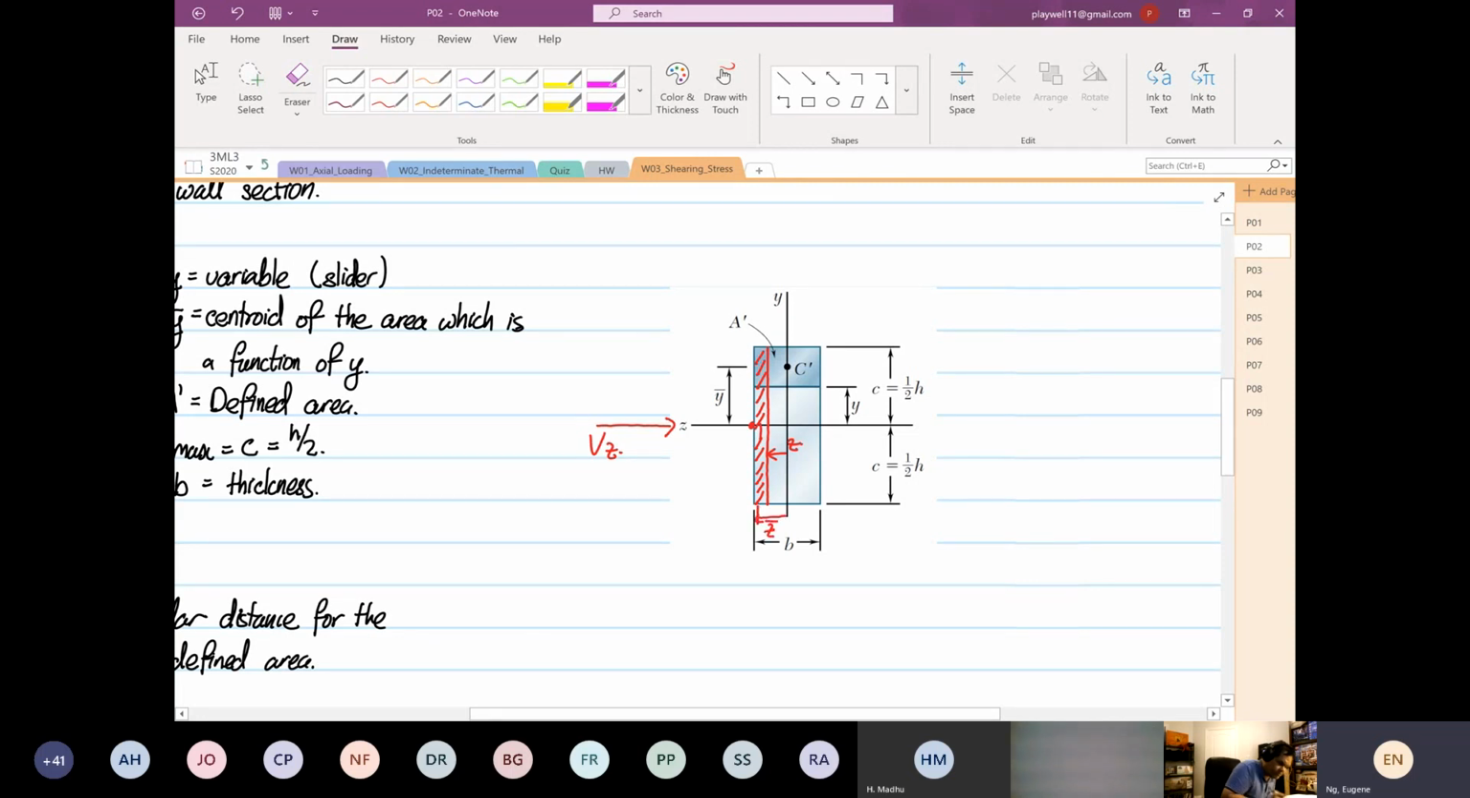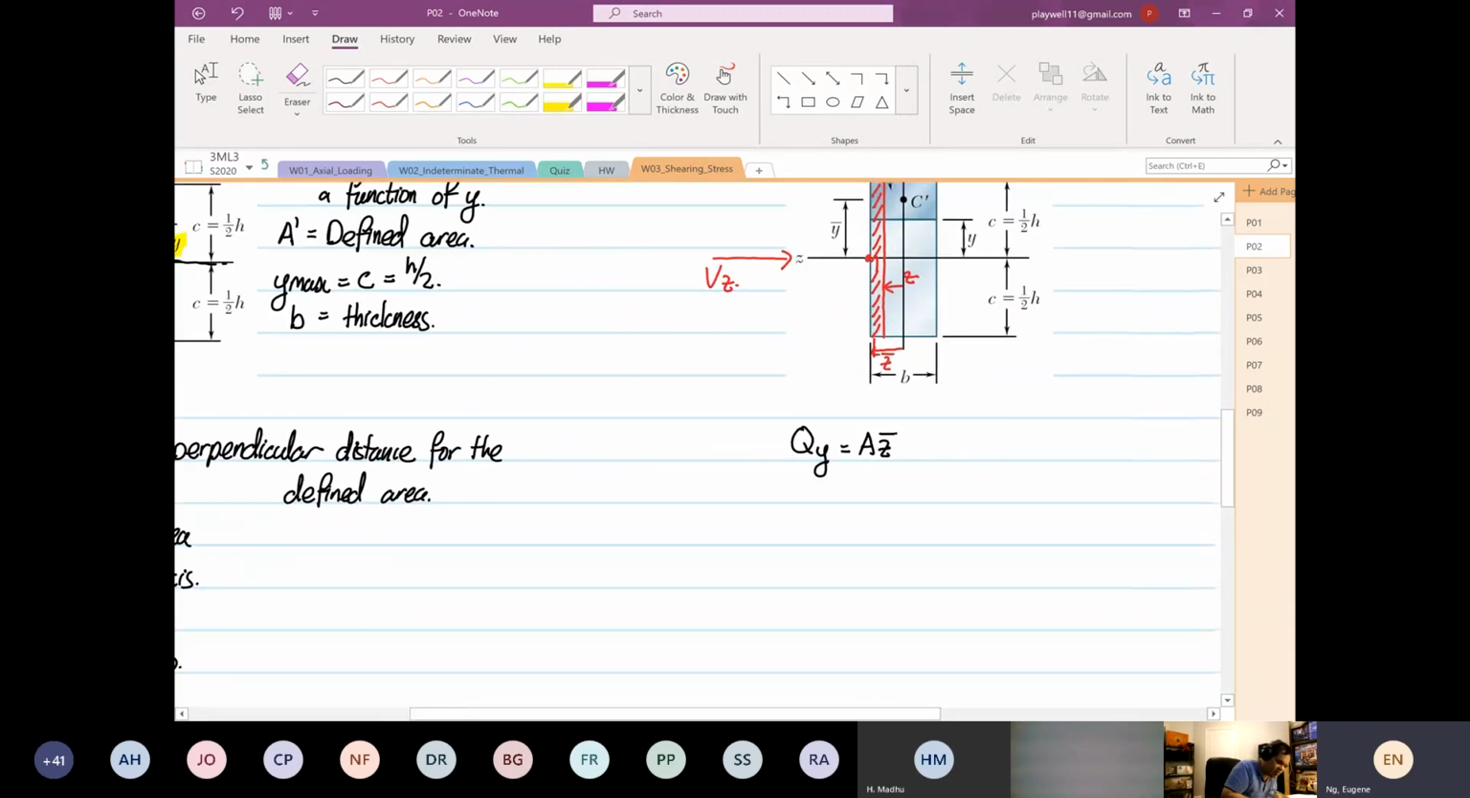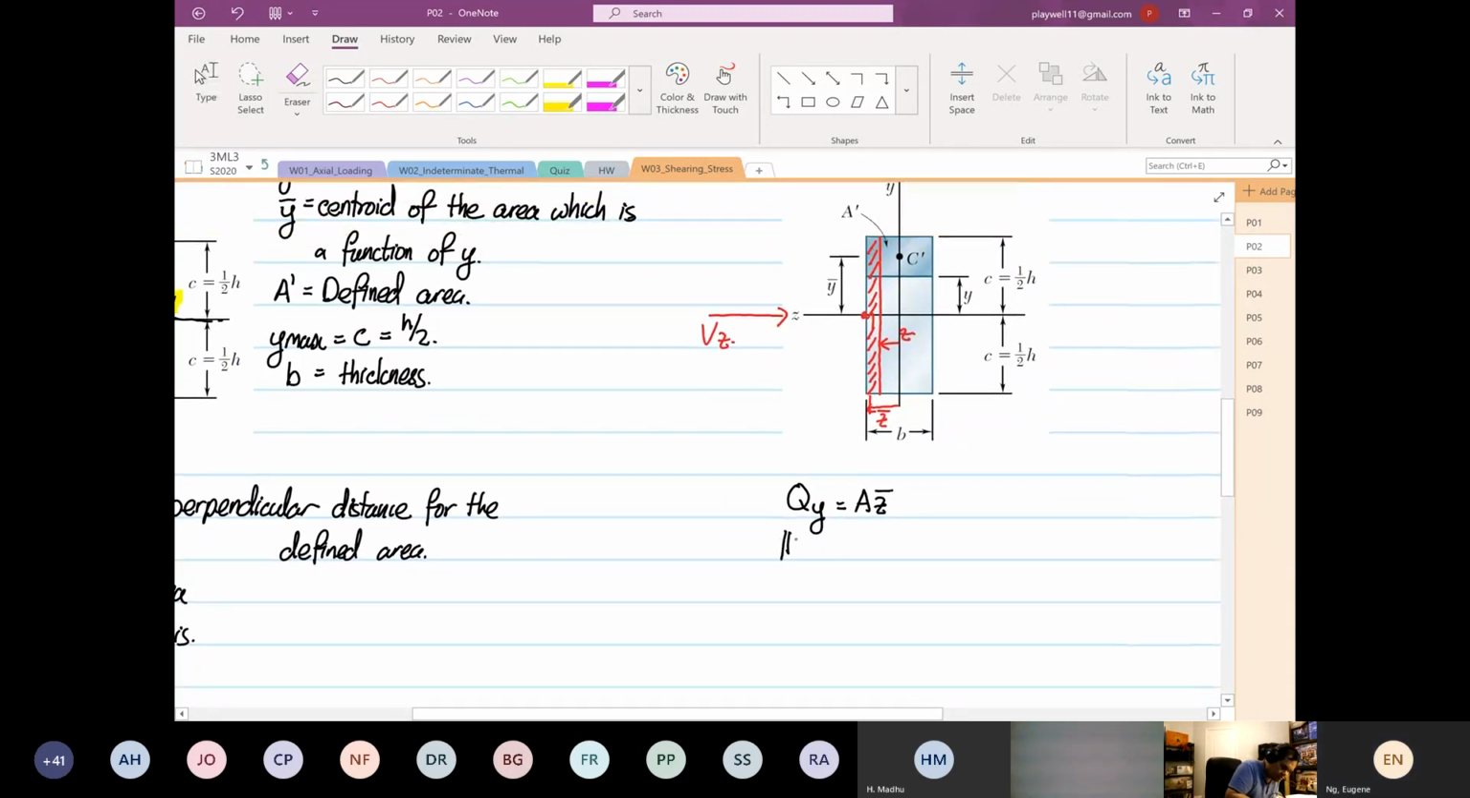Okay. So now what we are interested in is what? The first moment of area in which direction now? So we want to find out Qy is equal to the area times Z bar. Okay. So now for this case it is the first moment of area about the y-axis, right? And your z now, so this is again our perpendicular distance.